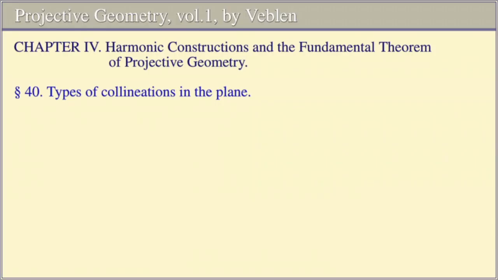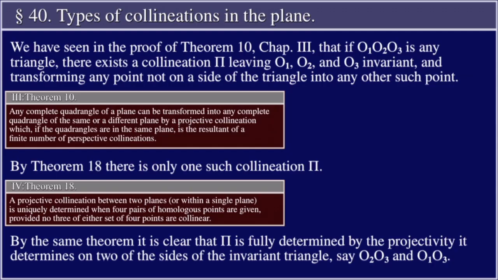Chapter 4, Harmonic Constructions and the Fundamental Theorem of Projective Geometry. Section 40, Types of Collineations in the Plane. We have seen in the proof of Theorem 10, Chapter 3, that if O1, O2, O3 is any triangle, there exists a collineation pi leaving O1, O2, and O3 invariant, and transforming any point not on a side of the triangle into any other such point.